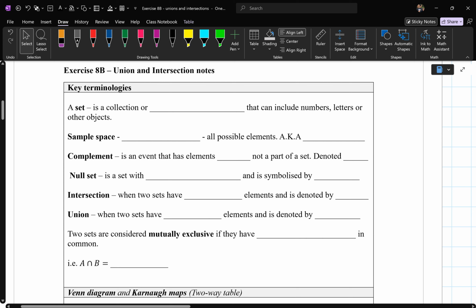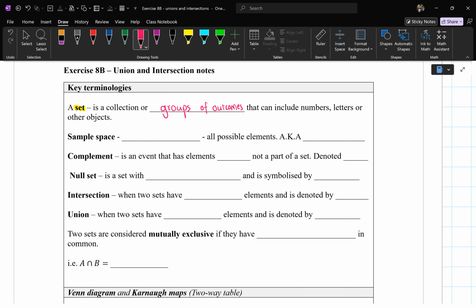A set is a collection or a group or groups of outcomes. Now that can include numbers, letters, or other objects. So it's just a group of objects or groups of outcomes.